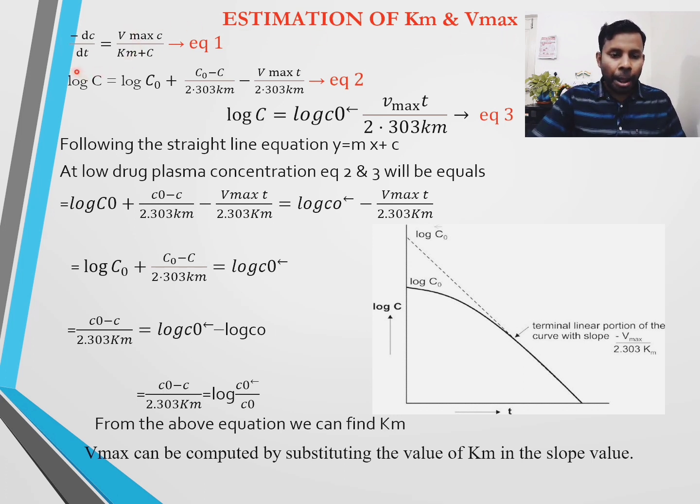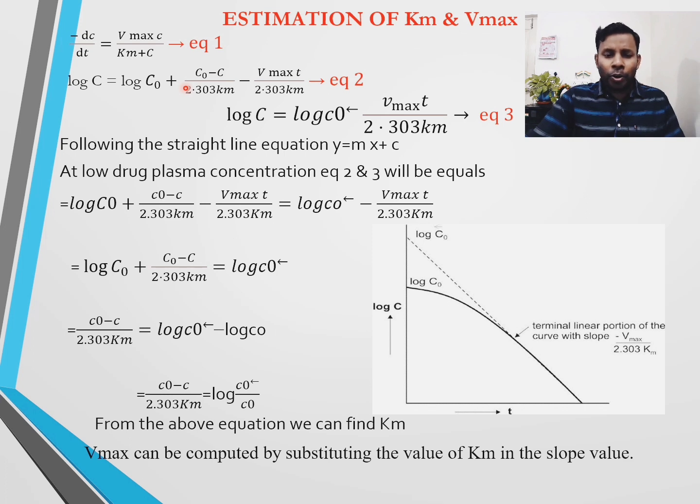So this is our Michaelis-Menten equation: minus dC by dt is equal to Vmax C by Km plus C, equation 1. If we integrate this and convert into log base 10, it will become log C is equal to log C naught plus C naught minus C divided by 2.303 Km minus Vmax t by 2.303 Km. Let it be equation 2, where C0 is the drug concentration at time 0.